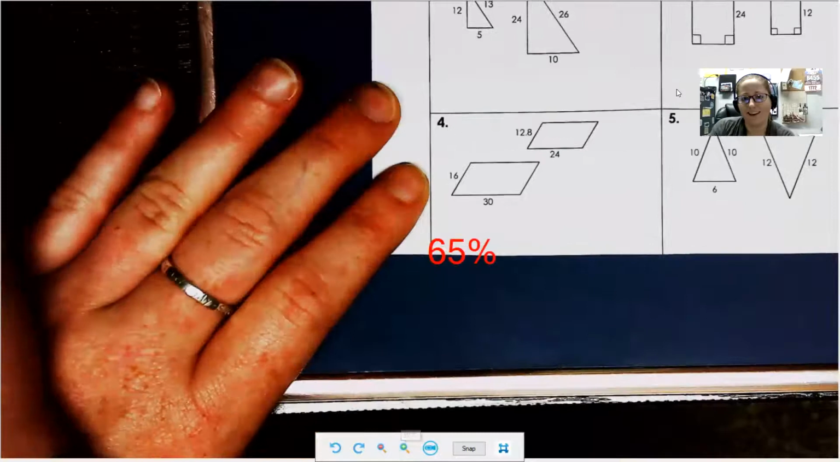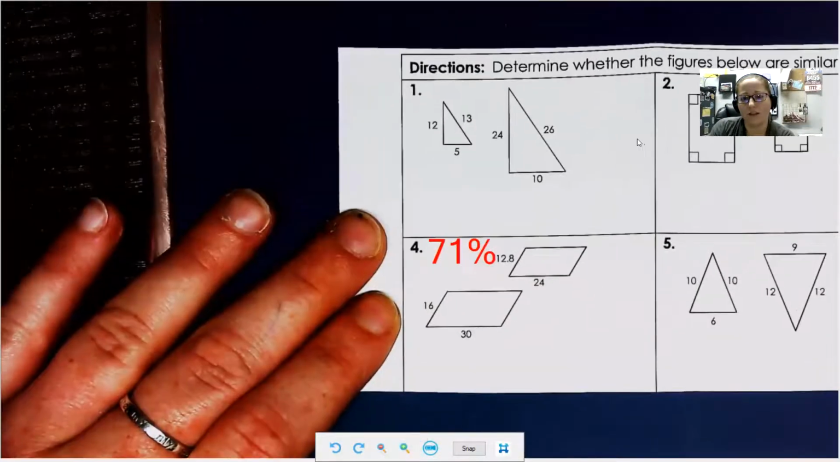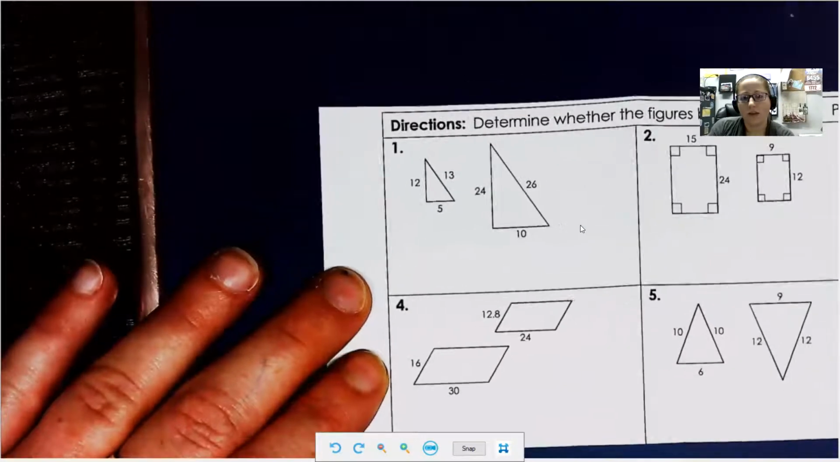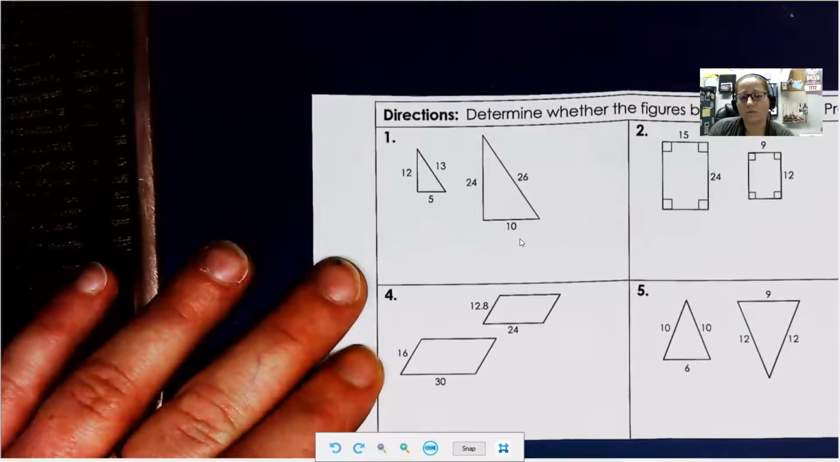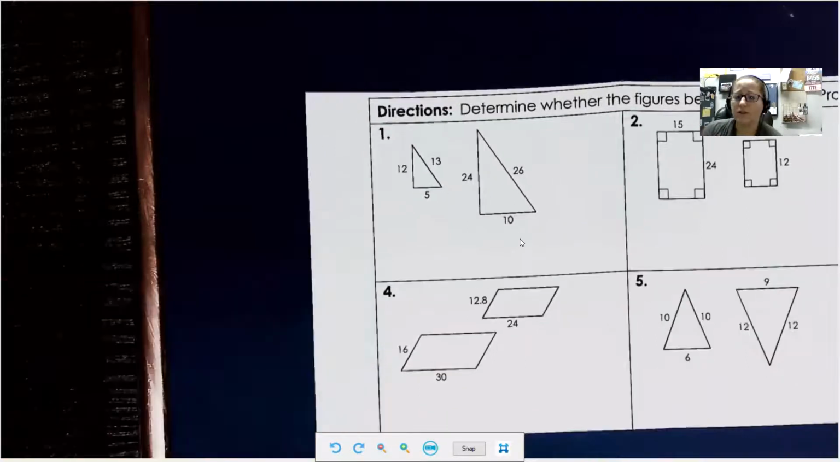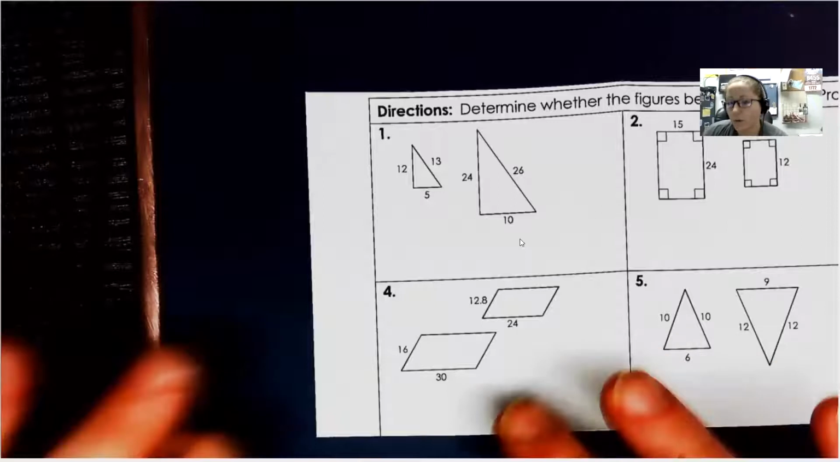I only want to look at this first one. Maybe we'll look at another one to show. Looking at this first one, we can see that we have two triangles. It appears that we had a pre-image and then it was dilated to get us to the image, but we want to figure out, are they similar for sure? Because this is just going off of what we're looking at.